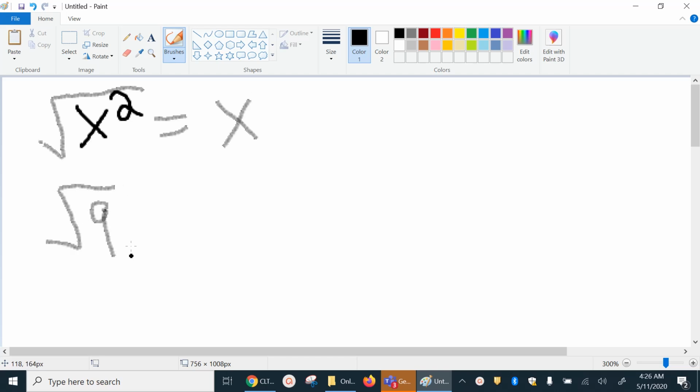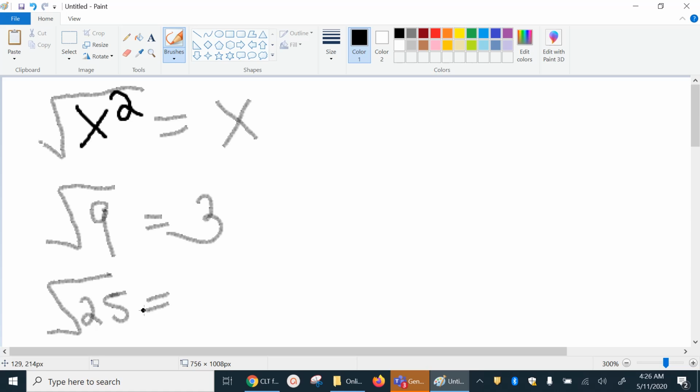Numbers that are perfect squares are, just think of any number that multiplies by itself to get another whole number. So the square root of 9 is 3, so a perfect square is 9. The square root of 25 is 5, so a perfect square is 25, right?